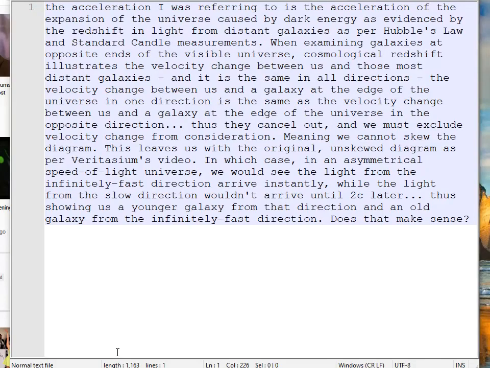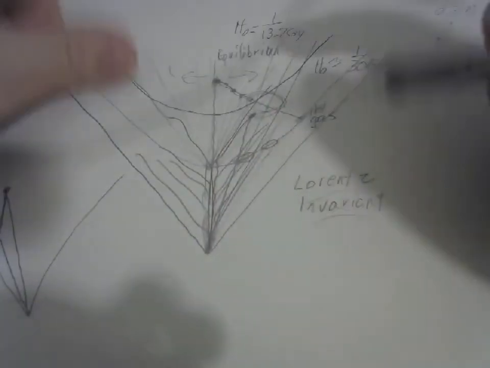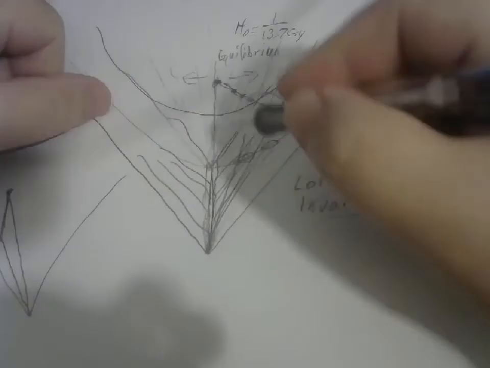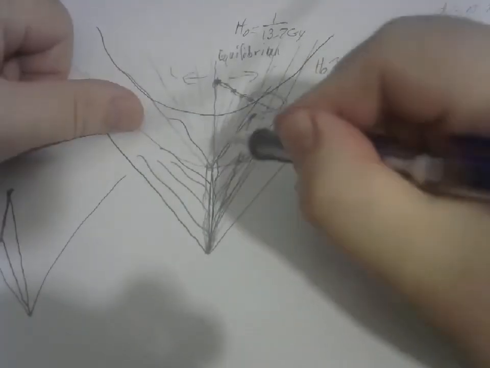Okay, now I'm reading Dale Darling's response to a question I asked him a little bit ago. The acceleration I was referring to is the acceleration of the expansion of the universe caused by dark energy as evidenced by the redshift in light from the distant galaxies as per Hubble's law and standard candle measurements. Okay, let's go back to this diagram and talk for a second about Hubble's law exactly.